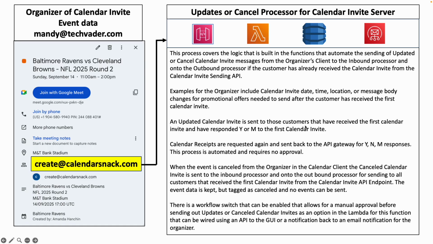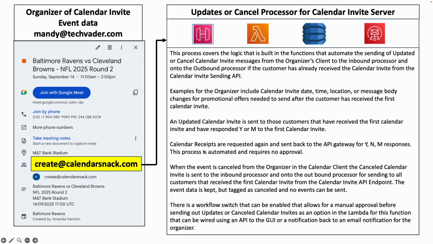An updated calendar invite is sent to those customers that have received the first calendar invite and have responded yes or no. So the decision logic we've determined which is best for a large community of calendar invites going out is that if someone's responded back and we've collected the calendar receipt and it is yes or maybe to the first calendar invite, the decision logic says we're going to send out the updated calendar invite. If they have not responded or have said no, obviously we're not going to update the calendar invitation already sent to them.